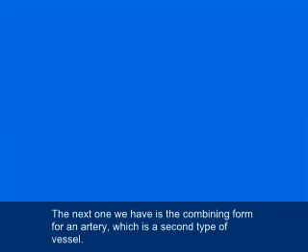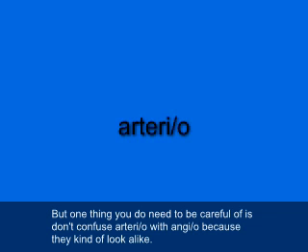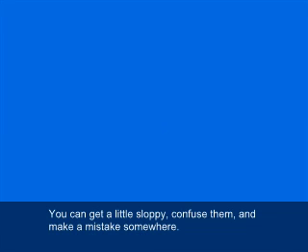The next one we have is the combining form for an artery, which is a second type of vessel. The combining form for artery is arterio, ARTERI/O. That one, not too hard. Arterio, artery, kind of looks similar. But one thing you do need to be careful of is don't confuse arterio with angio, because they kind of look alike. You can get a little sloppy, confuse them, and make a mistake somewhere.